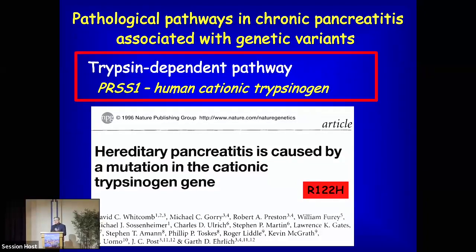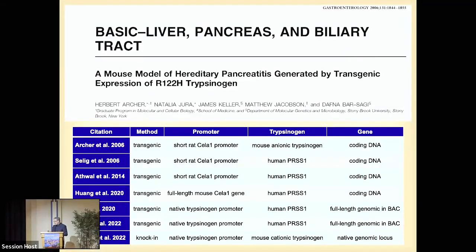So just to remind you, this was Dave's 1996 paper, which described the first risk gene, which was the cationic trypsinogen gene in hereditary pancreatitis, and the first mutation R122H. So animal modeling has been really focusing on this particular mutation for a long time. And I'm showing you here the first paper, which was published in 2006, and all the other papers on this one particular mutation. There's a surprisingly large number of papers.